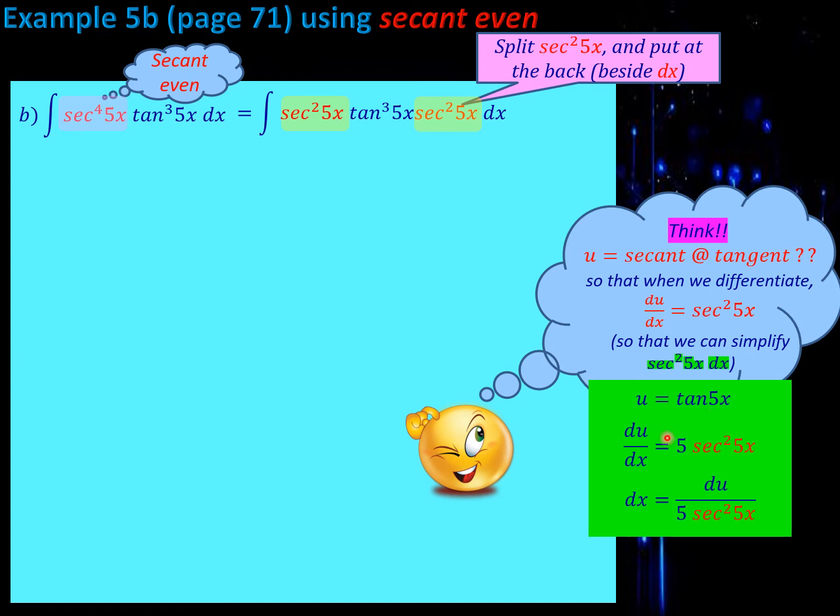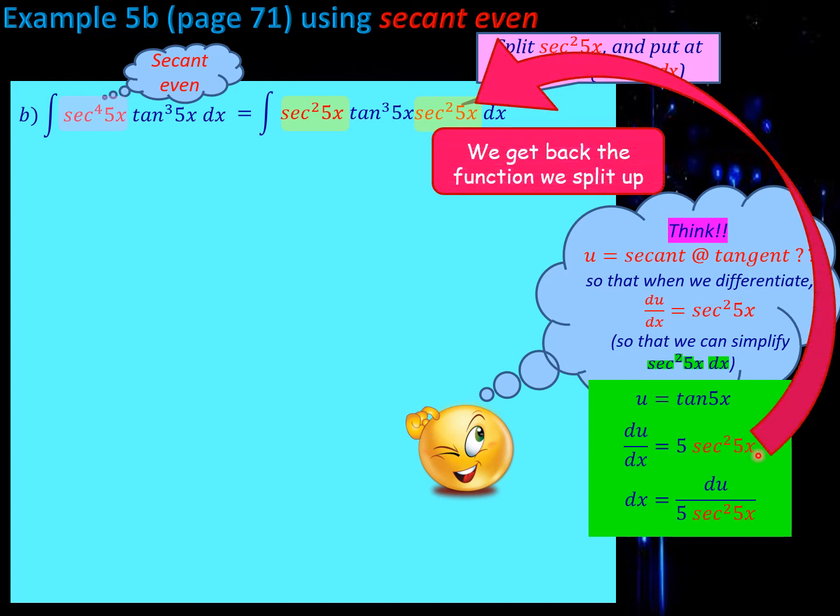Why? It is because when we differentiate, our du over dx is equals to 5 sec squared 5x. And we get back the function we split up. Okay? And under u substitution, we need to write dx as a subject. So now we have our dx equals to du over 5 sec squared 5x.